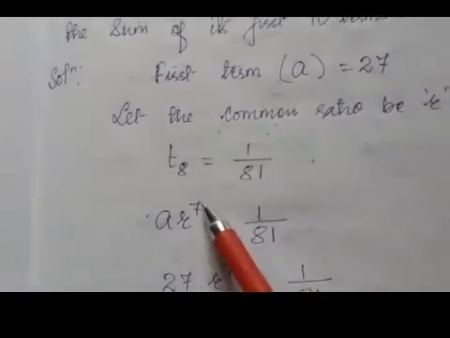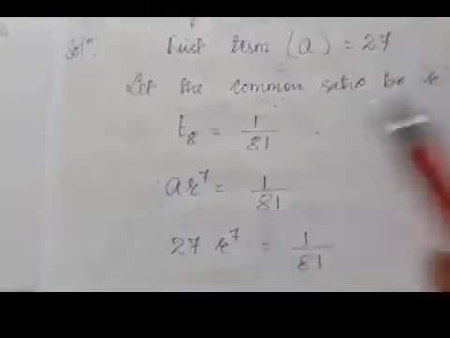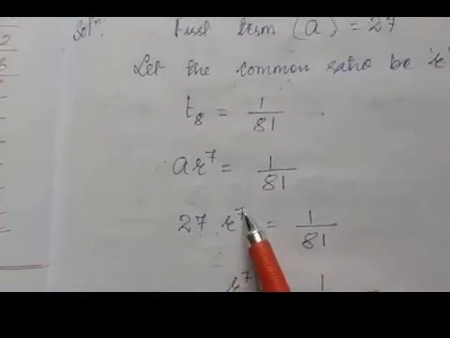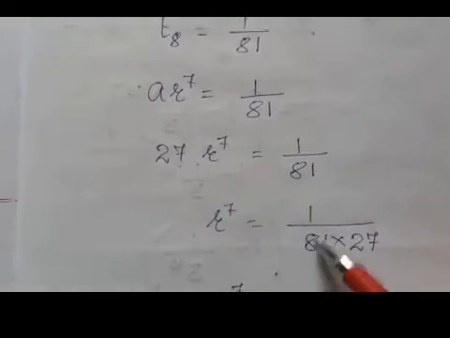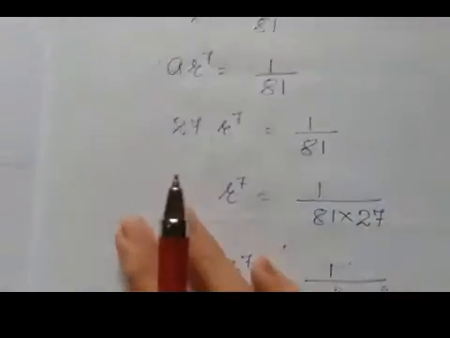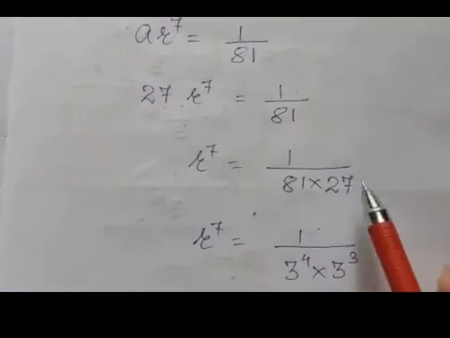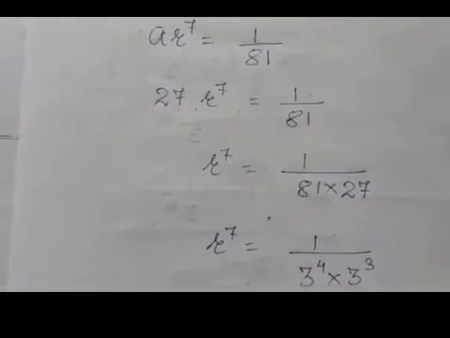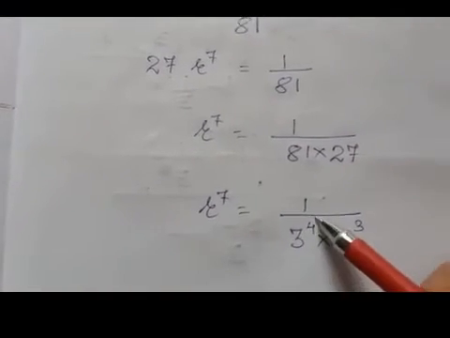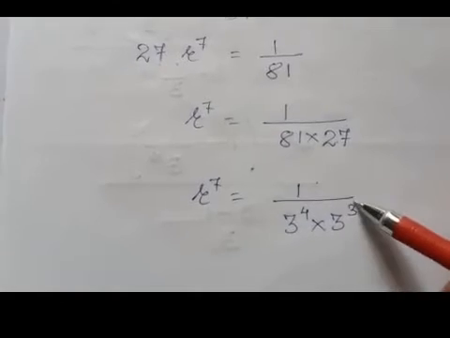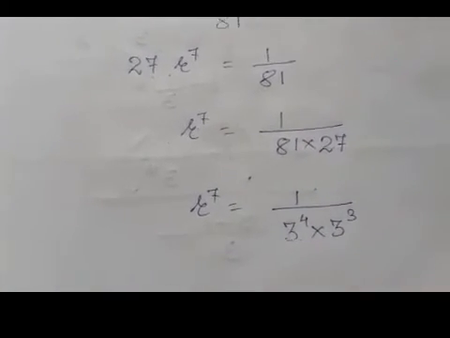8th term is A R to the power 7 is equal to 1 by 81. Value of A is 27. 27 R to the power 7 is equal to 1 by 81. So R to the power 7 is equal to 1 by 81, and this 27 will go here in the denominator. Instead of multiplication we will write this in terms of 3 to the power something. So 81 can be written as 3 to the power 4 and 27 can be written as 3 cube. So on multiplication it will give 3 to the power 7.